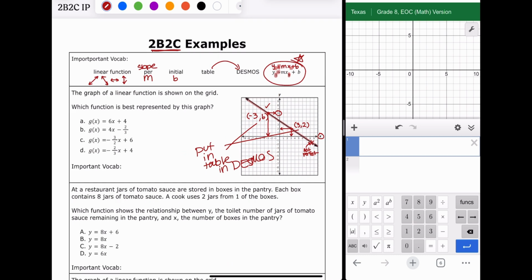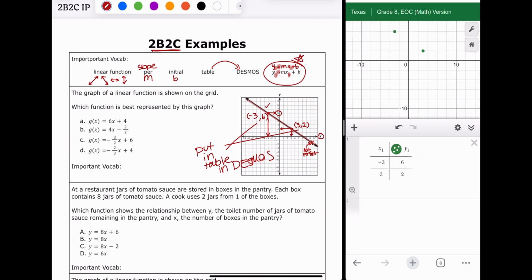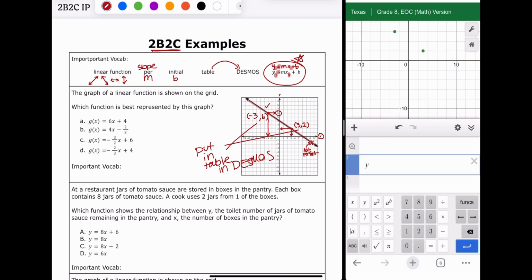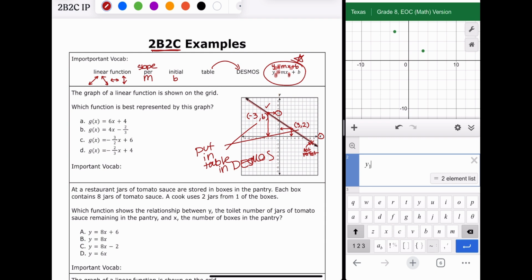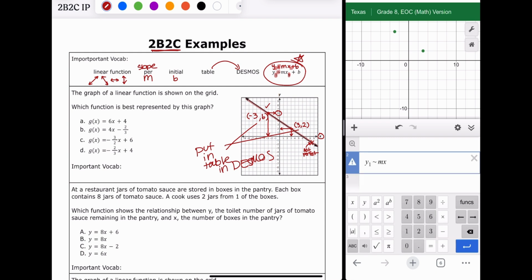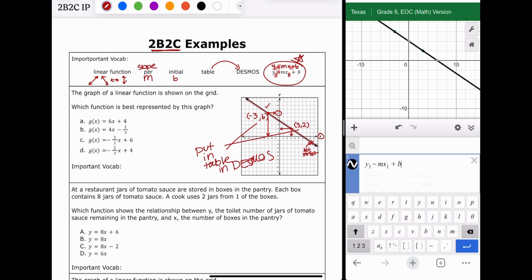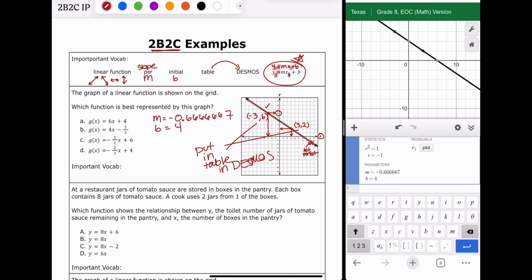So I'm going to create a table in Desmos, plus table: -3, 6, and 3, 2. Now I have my points. Now I need to write the y1 squiggly line mx1 plus b. This is what I want. My m is going to equal -0.66666667, and b equals 4.